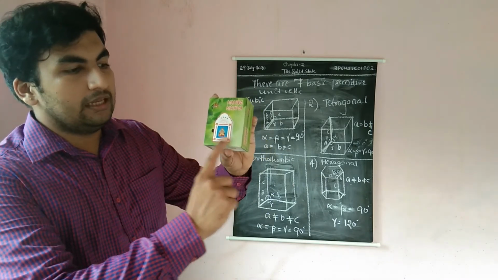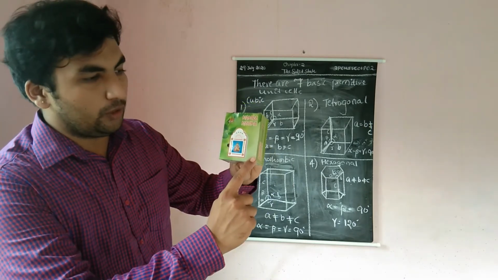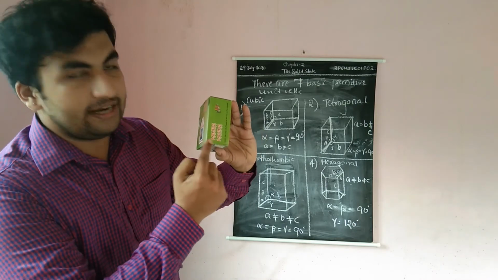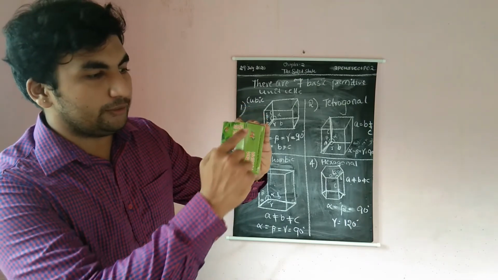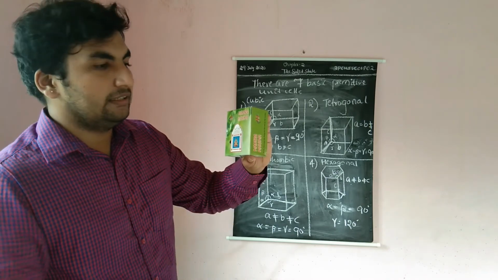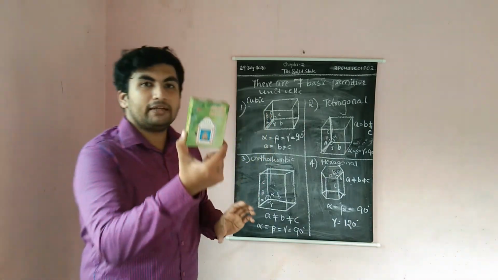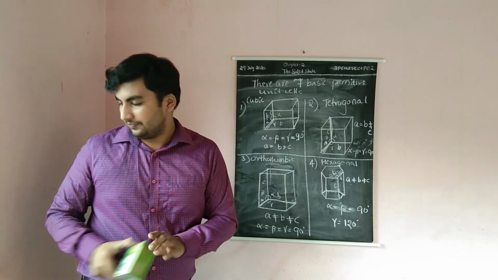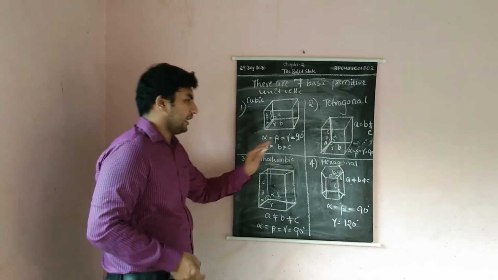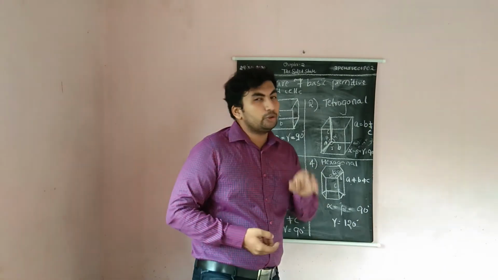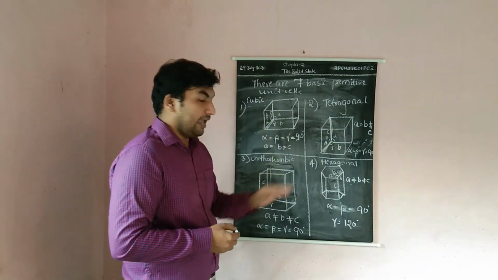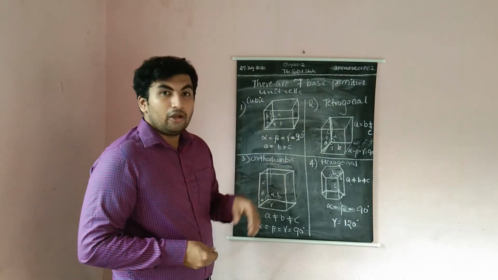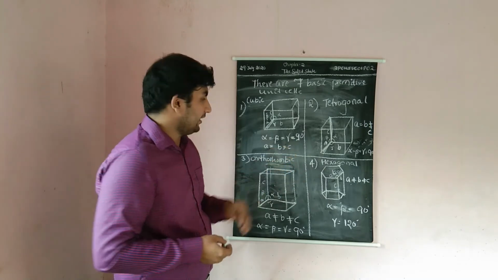See, this edge is not equal to this edge B and these two are not equal to this C edge, but the angle is 90 degrees. And the fourth one is hexagonal. This type of structure you studied in first PUC, graphite structure. There also you already studied this hexagonal structure.